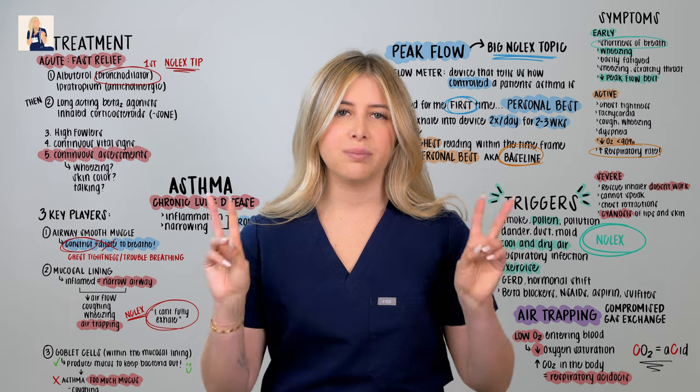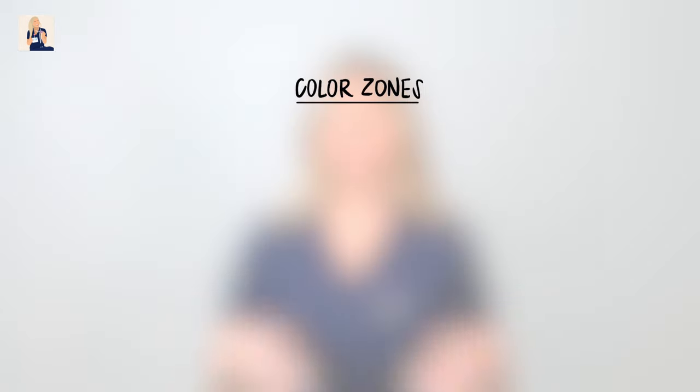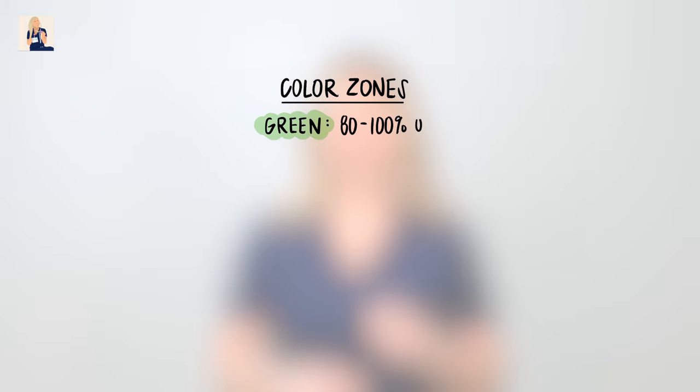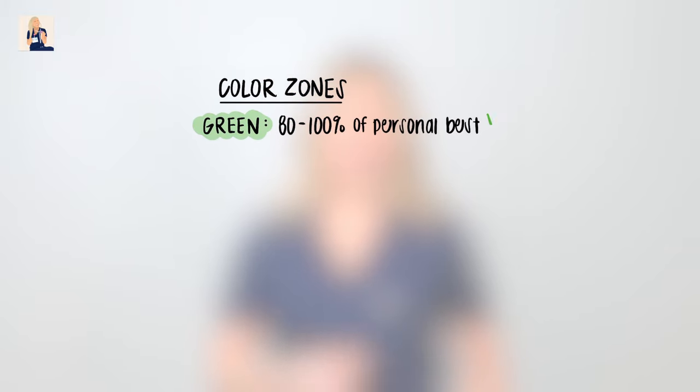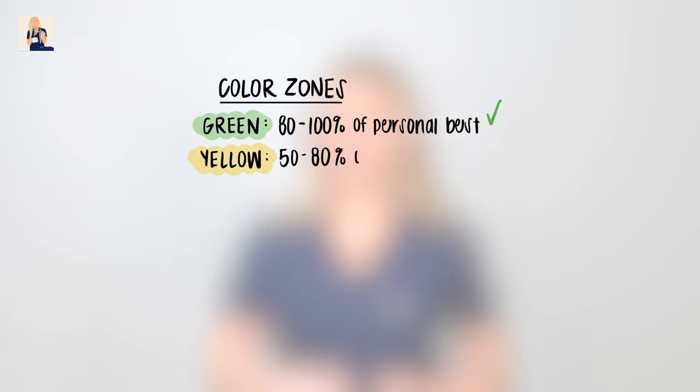After we establish the personal best, we then see different color zones on the peak flow meter. The green zone is 80 to 100% of their personal best, and this is the zone that the patient should be in every day. It means air is moving well and they can do their usual activities and go to sleep without trouble.